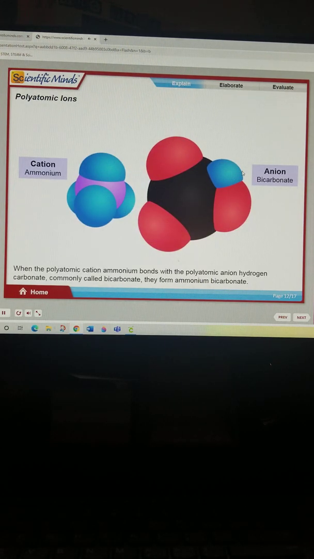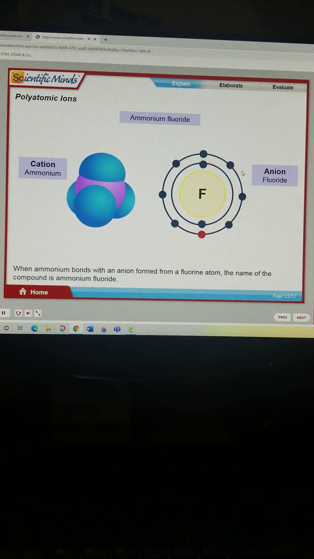When the polyatomic cation ammonium bonds with the polyatomic anion hydrogen carbonate, commonly called bicarbonate, they form ammonium bicarbonate. When ammonium bonds with an anion formed from a fluorine atom, the name of the compound is ammonium fluoride.